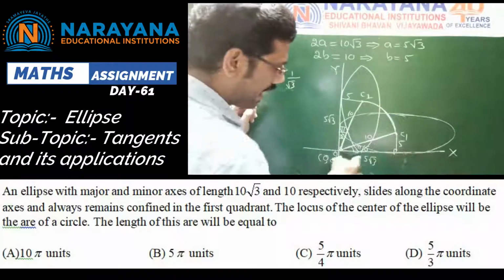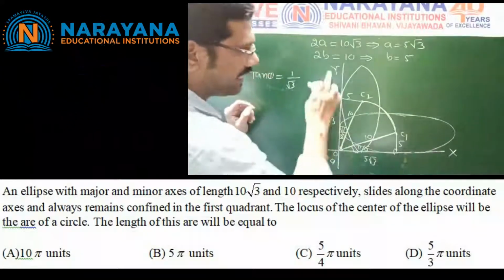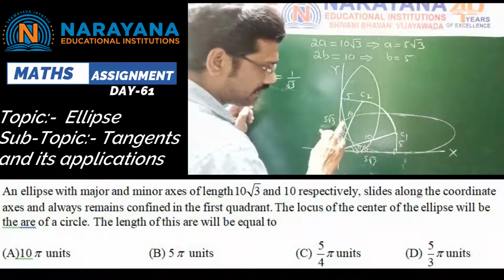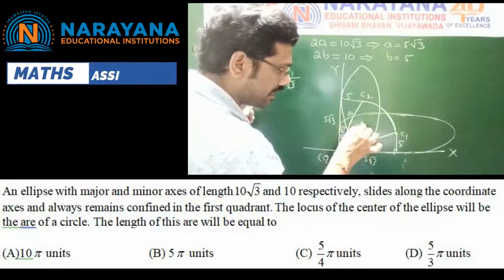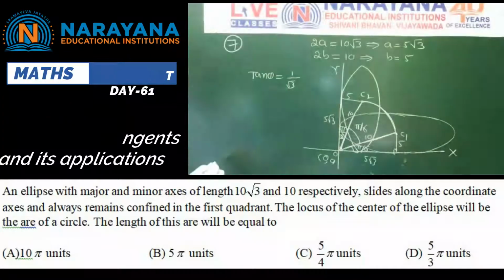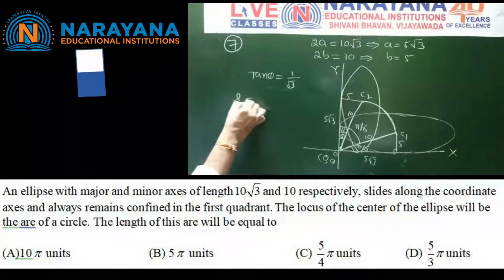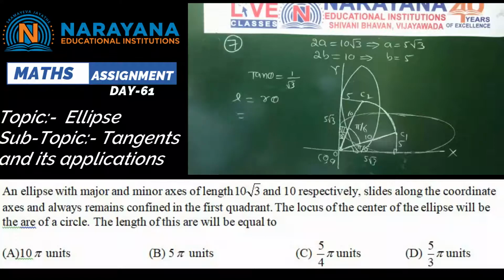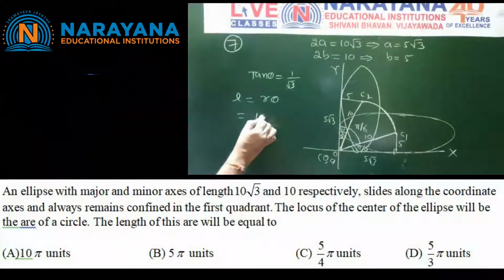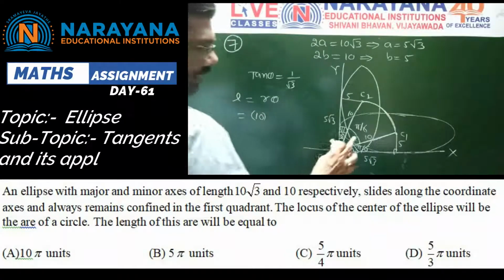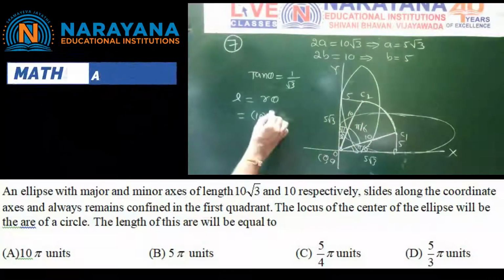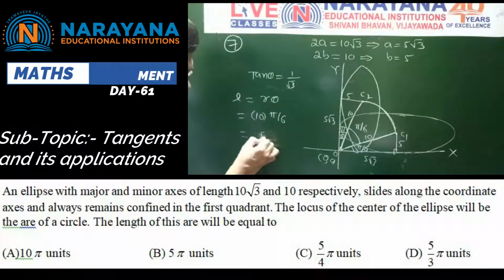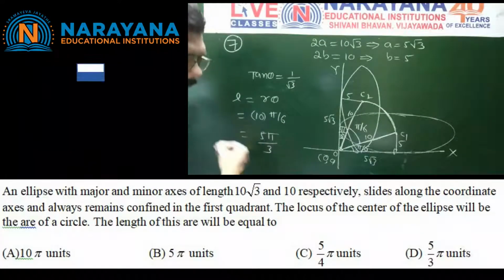The angle XOY is 90 degrees. This will be 30. The angle of the arc will also be 30 degrees, pi by 6. The length of the arc is given by the formula L is equal to R theta. R is the radius of the circle, which is equal to 10. Theta is the angle C1 O C2, which is equal to pi by 6. That is equal to 5 pi by 3.